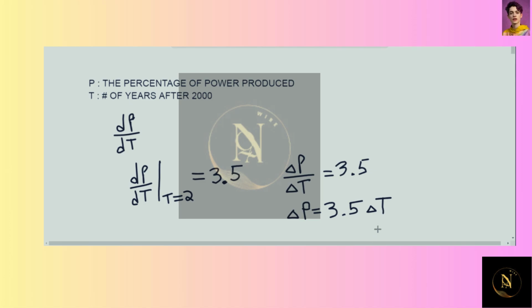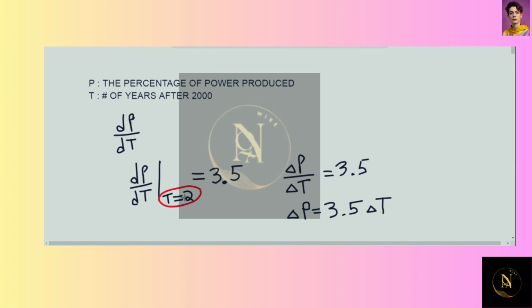All right, let's remember what T and P are. T is the number of years that have elapsed since 2000. And P is the percentage of power produced. So, when T equals 2, so it's been 2 years since the year 2000, the rate at which the percentage of power being produced changes with respect to a change in the time is 3.5.